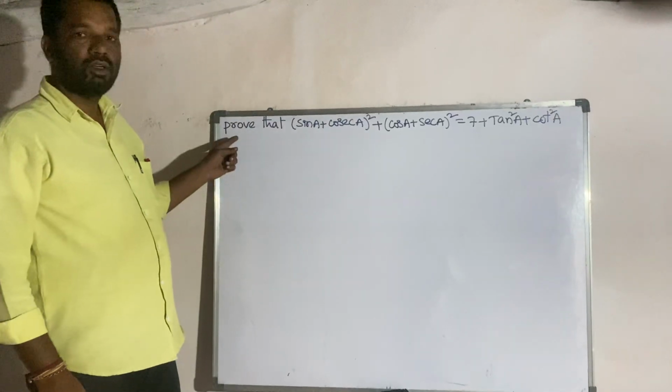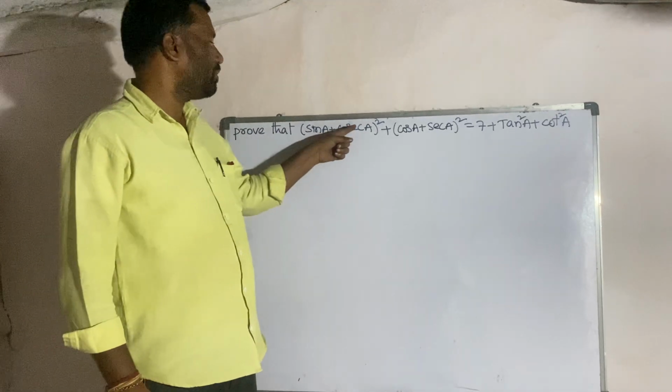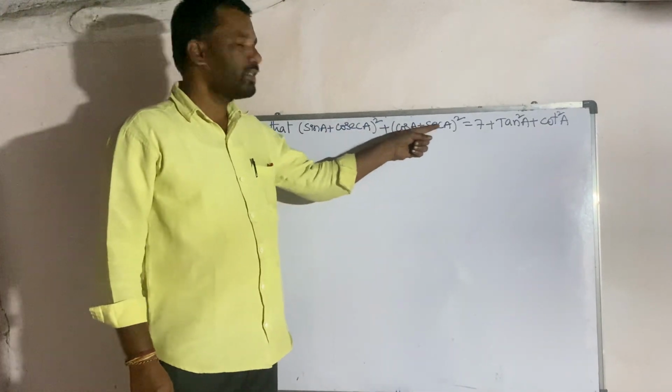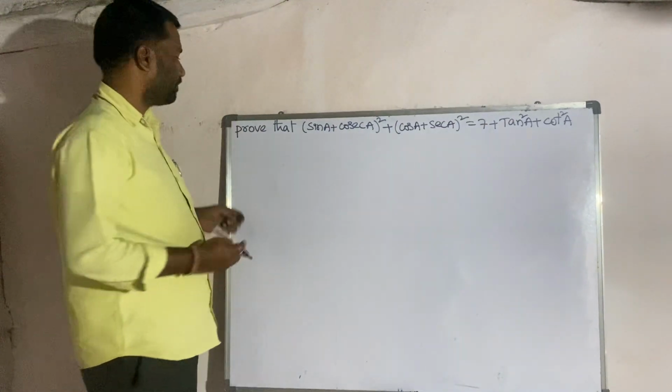Good morning everyone. Today we are discussing one important question from trigonometry. Prove that (sin A + cosec A)² + (cos A + sec A)² = 7 + tan² A + cot² A.